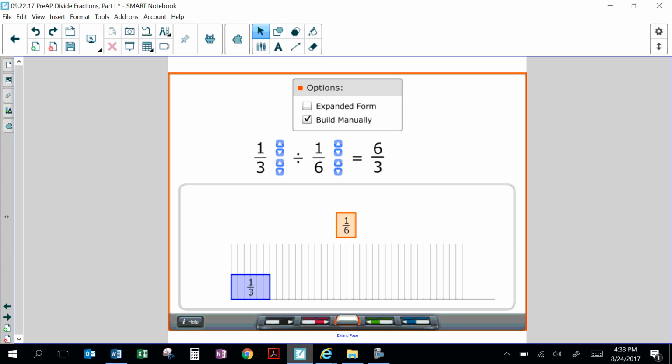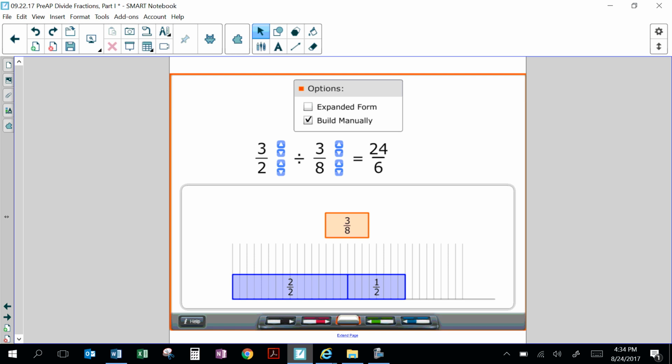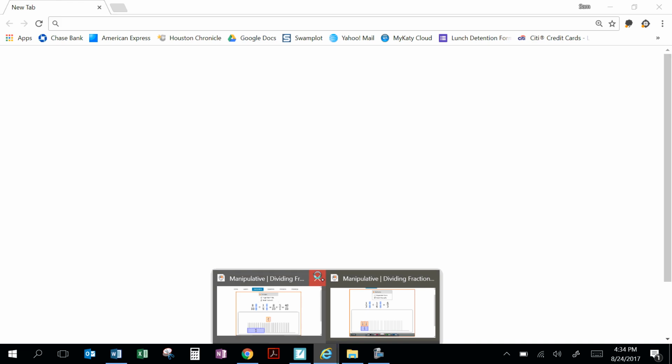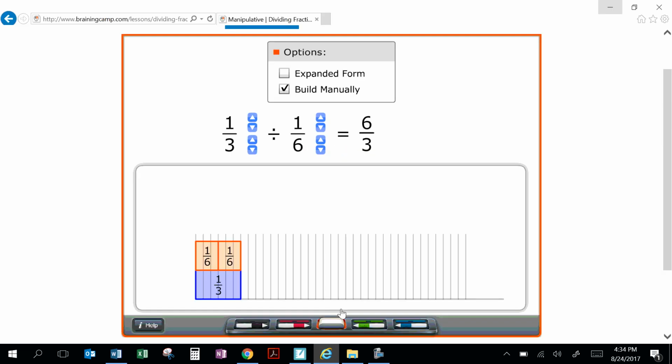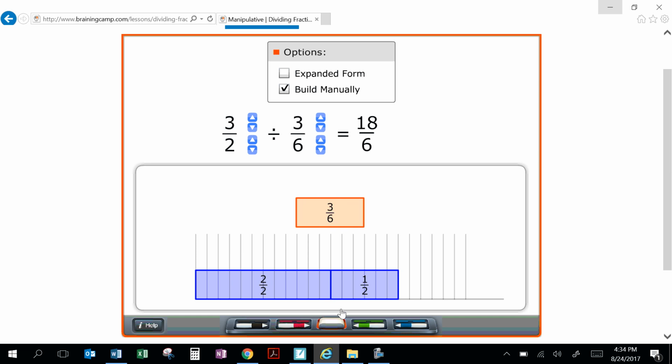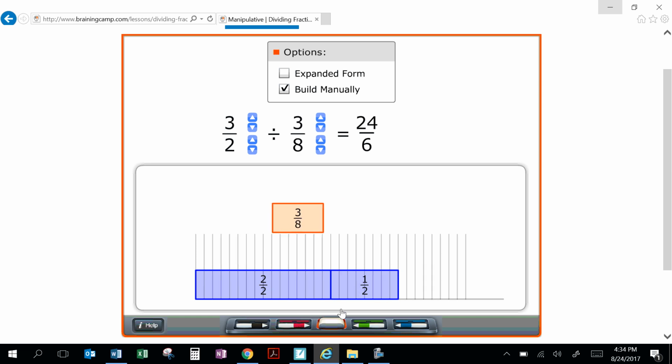Let's look at a third example. 3/2 divided by 3/8. How many groups of 3/8 go into 3/2, which is more than one whole? One group, two groups, three groups, four groups. How did we get four groups from this? 24/6, or divide by 6, is the same as saying 4 whole. Where are we getting these from? Where does the 24 come from, and where does the 6 come from?